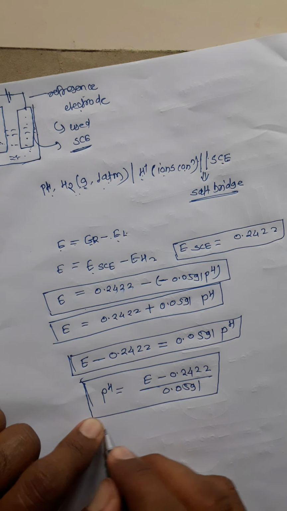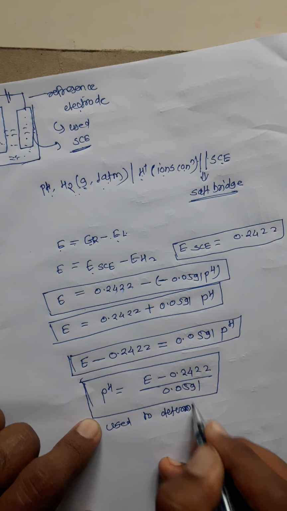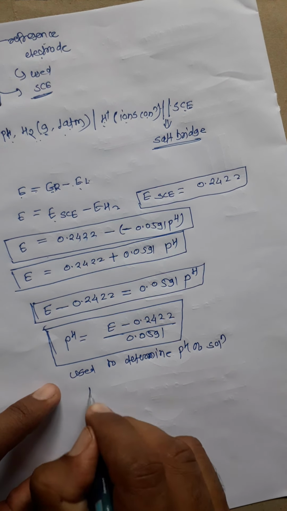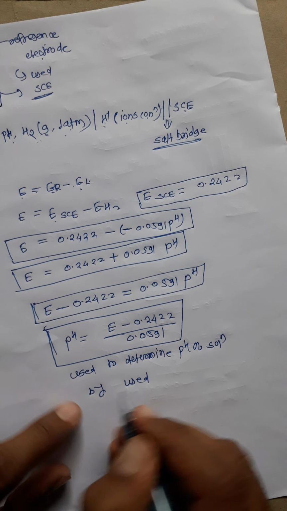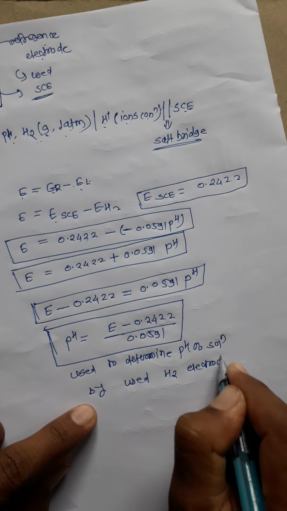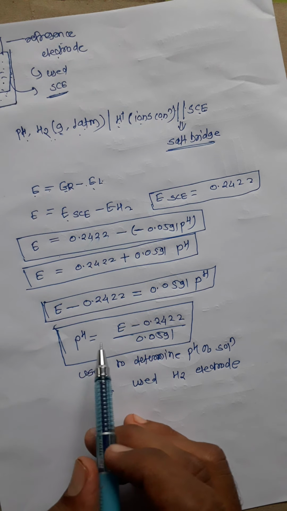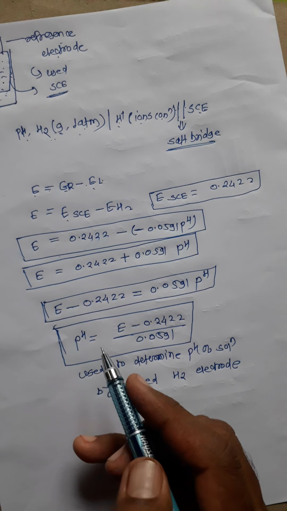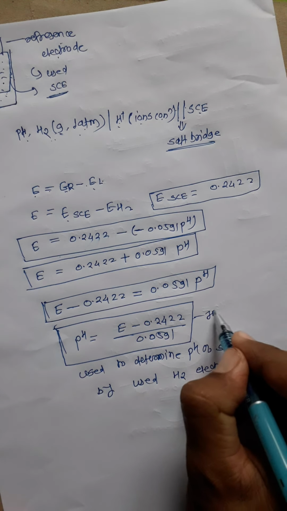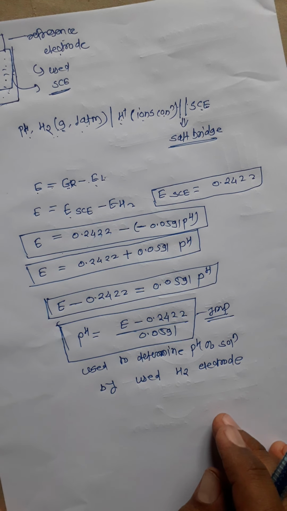This equation is used to determine the pH of any solution by using a hydrogen electrode. To calculate the pH of any solution using the hydrogen electrode, this equation is used. This is the important equation for the determination of the pH of any solution.